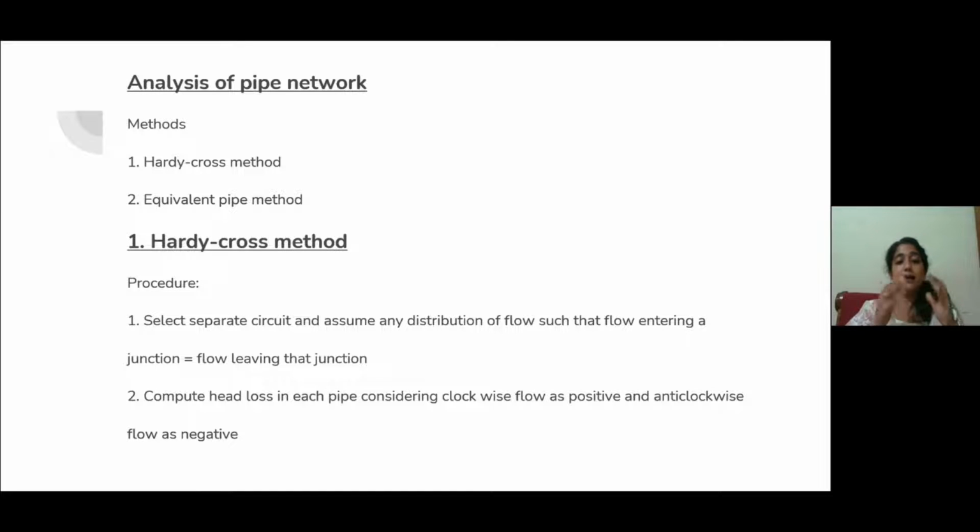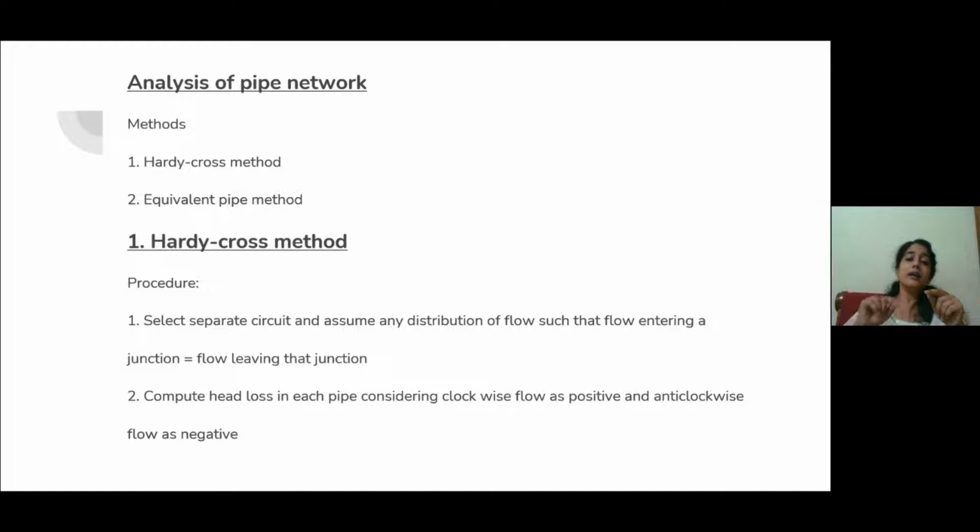Then second, compute the head loss in each pipe, considering clockwise flow as positive and anti-clockwise flow as negative. If we consider a rectangular pipe network, suppose ABCD is the pipe network in rectangular shape, then in AB the flow will be clockwise. If we give the arrow A to B, then it will be clockwise. Then the flow will be B to C, which is clockwise. Then C to D, which is also clockwise.